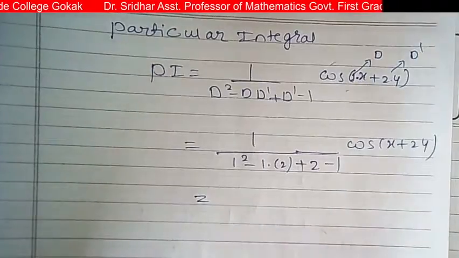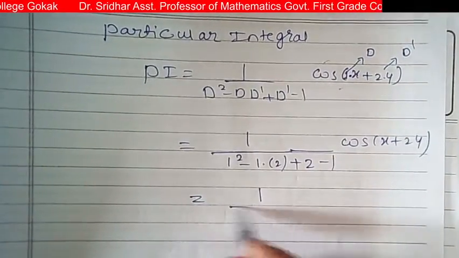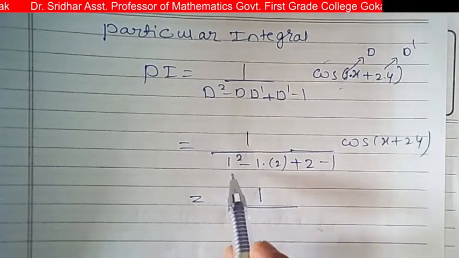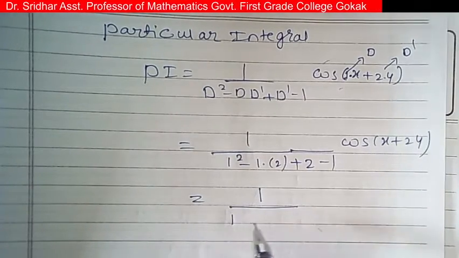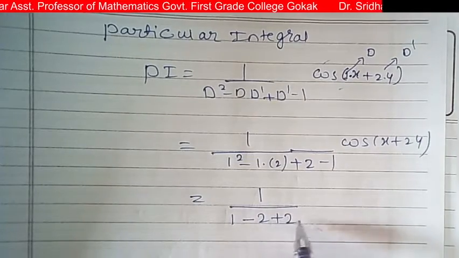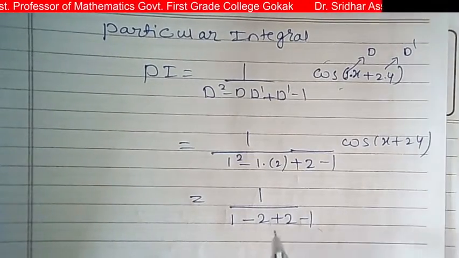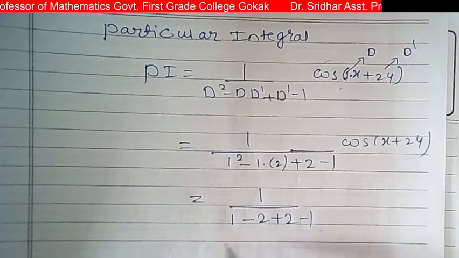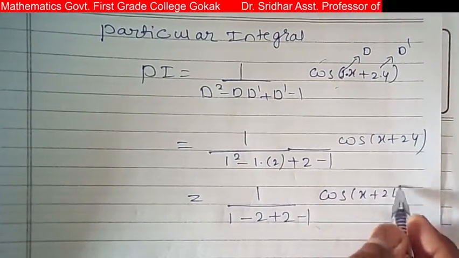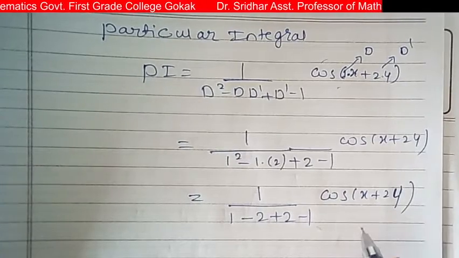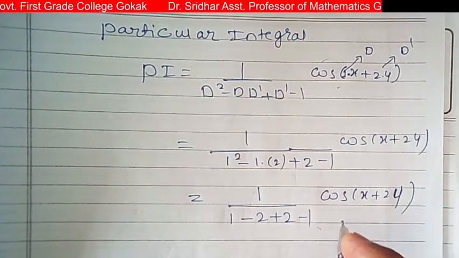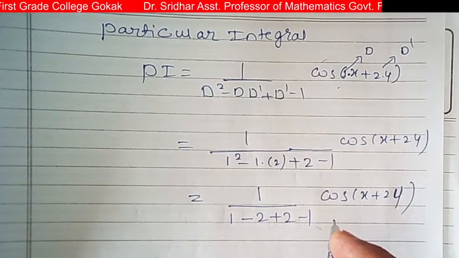So now, which is equal to 1 divided by, now this is what happened. 1 square, this is 1, then minus 2 into 1 is minus 2, then plus 2 into minus 1 is minus 2, now here plus 2, minus 2 plus 1 minus 1 get cancelled. So now the denominator term we are getting 0.